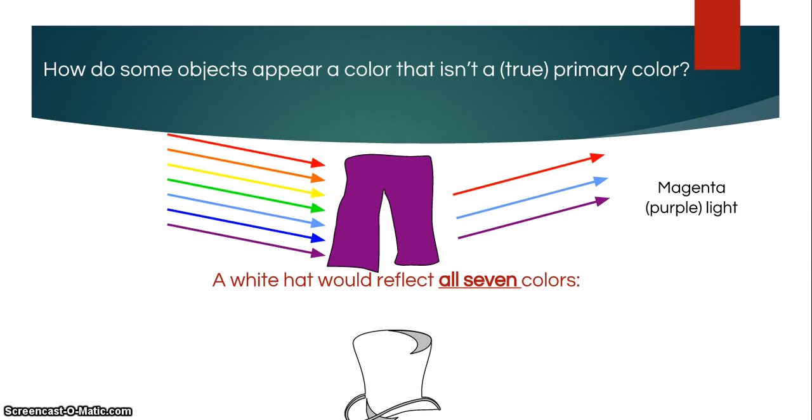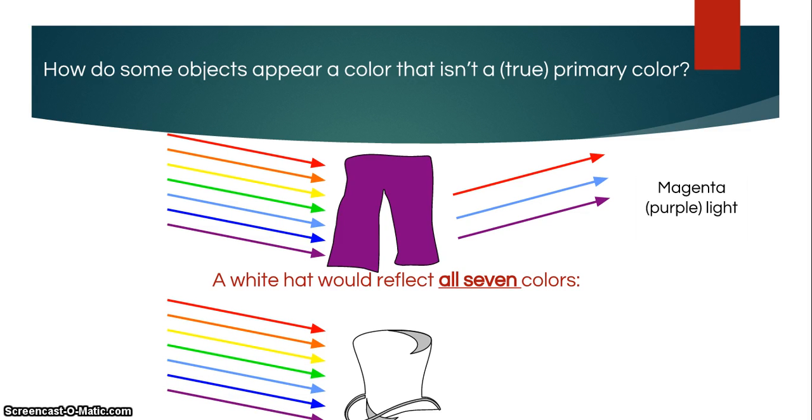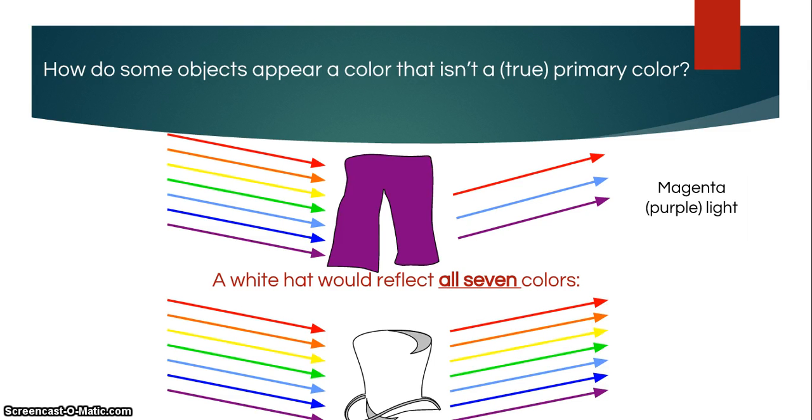The next question is, why is the color of Mrs. Harding's board white? Well, let's talk about this white hat down here. We've got all the visible light spectrum coming to it, so white light shining. And if the hat's white, if it's a true white color, that means that all of the colors of visible light are being reflected off of it. So if my board were to be a true white color, all of the visible light spectrum would be reflected off of it. None of it would be absorbed. None of it would be transmitted.